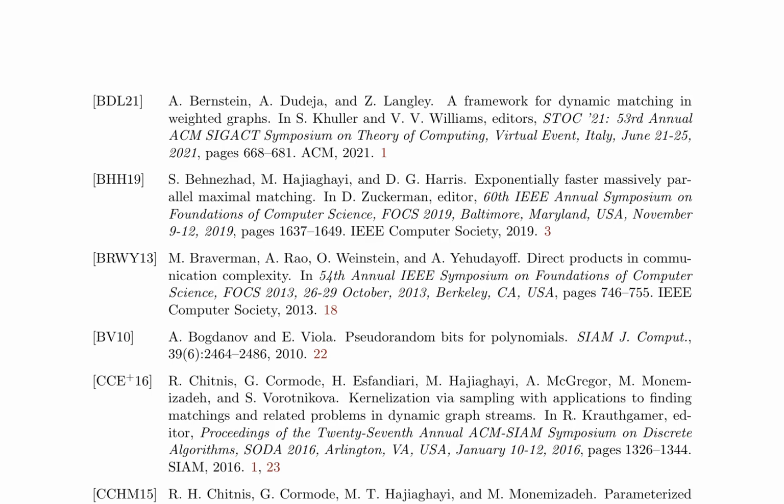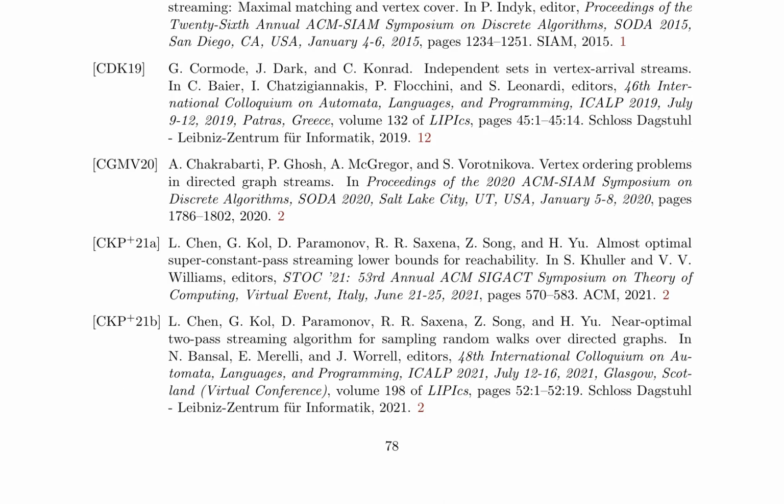Algorithms for maximum matching and vertex cover problems are presented, including a single-pass semistreaming algorithm for delta coloring and a multipass algorithm for finding a maximal independent set. Lower bounds for these problems are also discussed, showing that certain algorithms are optimal in terms of the number of passes required. The authors explore kernelization via sampling for finding matchings and related problems in dynamic graph streams, reducing the input graph size while preserving the solution.